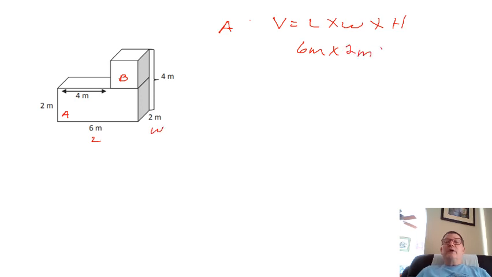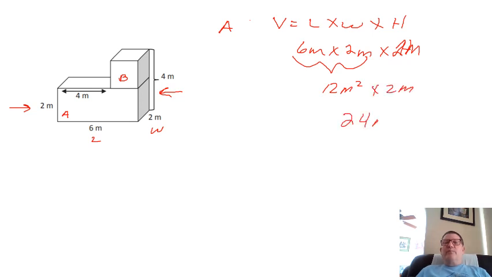And I can see the height, well, when I'm looking here on this height, I don't see it because I see a combined height of the two structures. But if I come to the opposite side, I can see the height of the structure is 2 meters. So I'm going to replace this h here with 2 meters. So now we have 6 times 2, which is 12 meters squared, times 2 meters. So now we have 24 meters cubed for Prism A. Now let's look at Prism B.